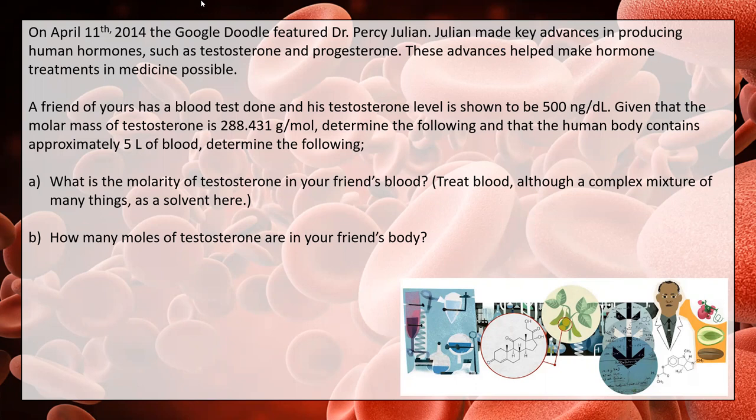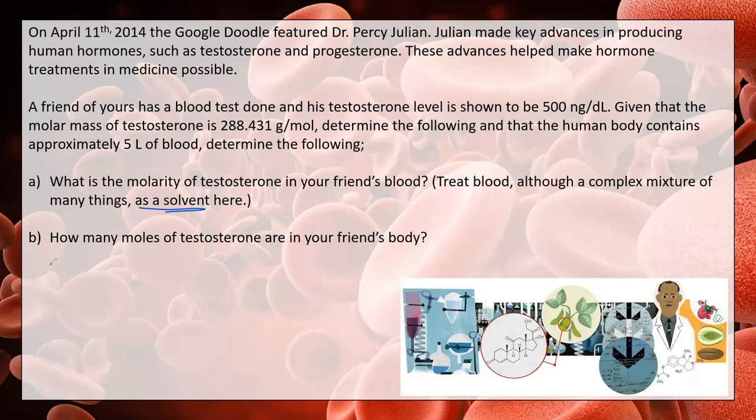A friend of yours has a blood test done and his testosterone level is 500 nanograms per deciliter. That's a perfectly normal testosterone level to have. And given that the molar mass of testosterone is about 288 grams per mole, determine the following and know that the human body contains about 5 liters of blood. So what is the molarity of testosterone in your friend's blood? Treat blood as a solvent here, even though it is a complex mixture. And then how many moles of testosterone are in your friend's body?